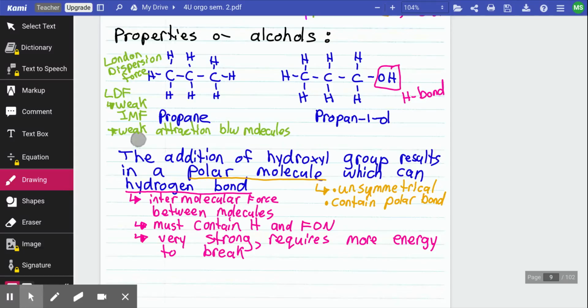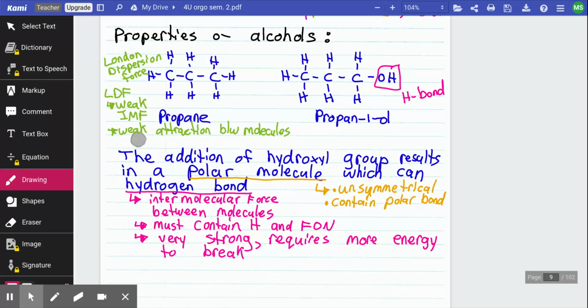Okay. Now, just remember, though, that this propane still has some intermolecular forces. It's capable of the London dispersion force, that really weak intermolecular force. So there are weak attractions between molecules, which is why propane is basically a gas that you put in a cylinder, in a tank to barbecue. Okay.